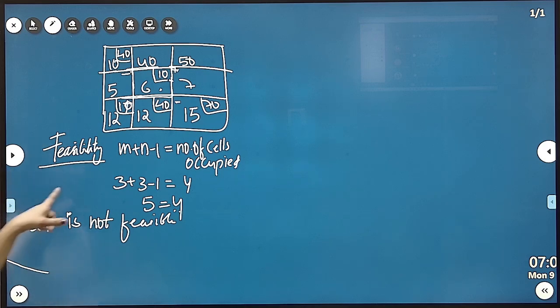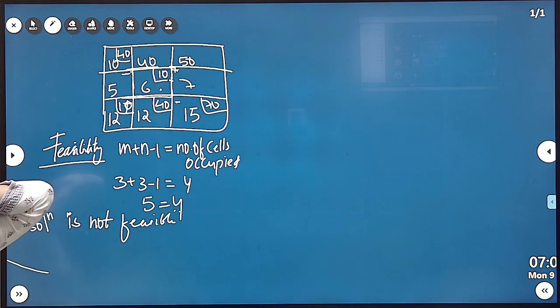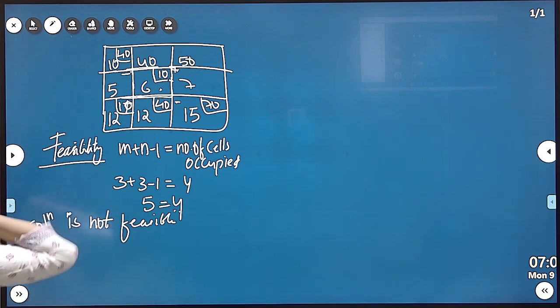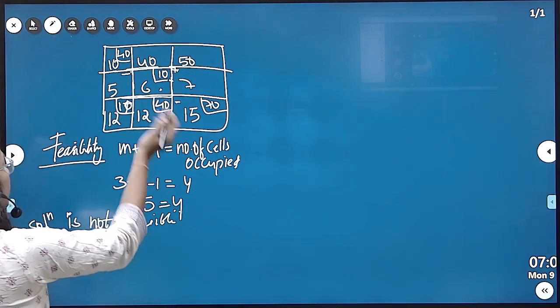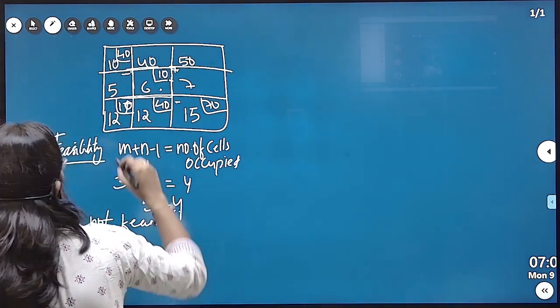So we have to rotate the negative least value among the number of cells occupied. We need to rotate the minimum negative value among the number of cells occupied. Okay. So now here the 10 has the negative value, so we have rotated that. So now we will do this matrix.